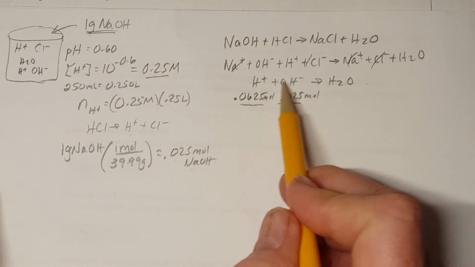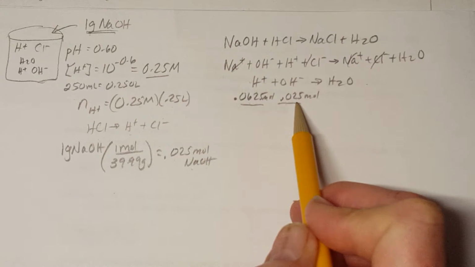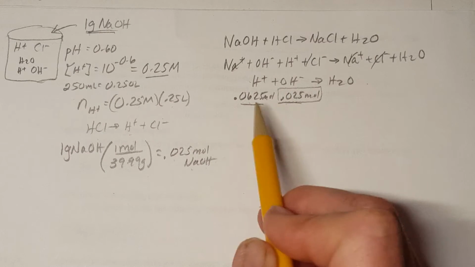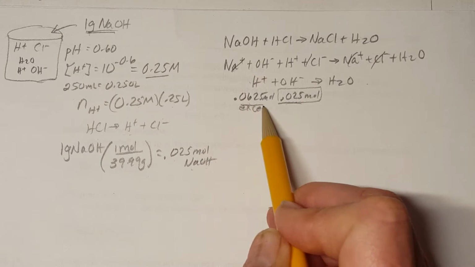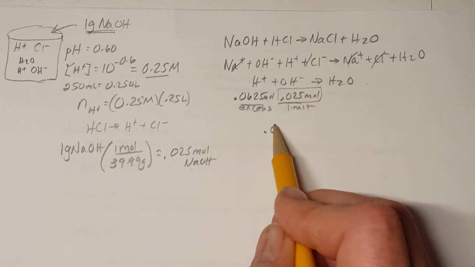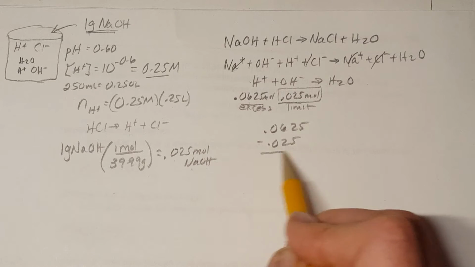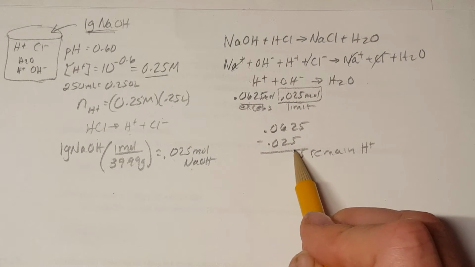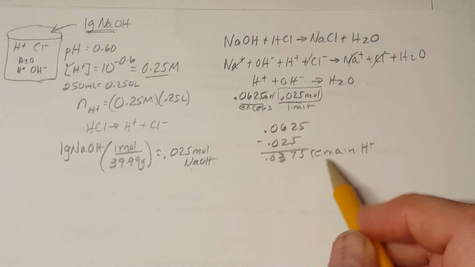Now, since this is a 1-to-1-to-1, it's easier to see the limiting reagent. Whatever I have less of, I'll run out of. So I'm going to run out of the OH-. Those are going to be used up in this neutralization reaction, and I'm going to have excess H+. So for the excess H+, I'm starting with 0.0625. I use 0.025. So what I have remaining of H+ ions is going to be 0.0375. That's the remaining moles.